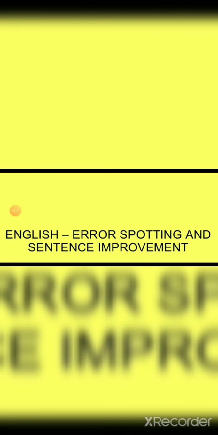Now here is English error spotting and sentence improvement. Now look at the last word: sentence improvement means the sentence is correct. The sentence seems correct, but we want to improve. For example, you have written so nicely. It's readable, but you could improve more, and then you get the remark, improve. We need to improve our writing or our presentation. We get such types of remarks.